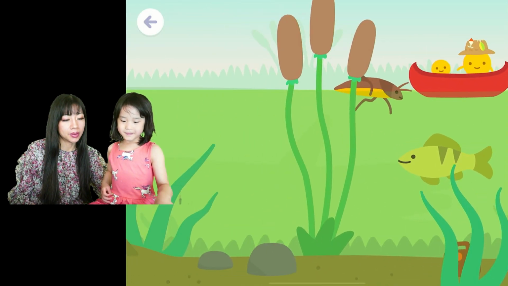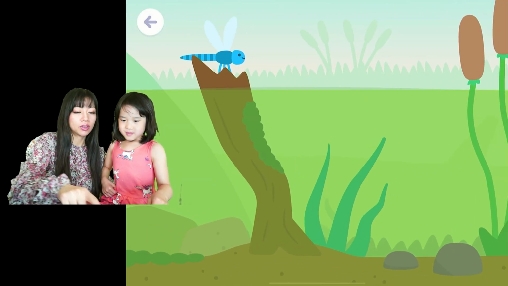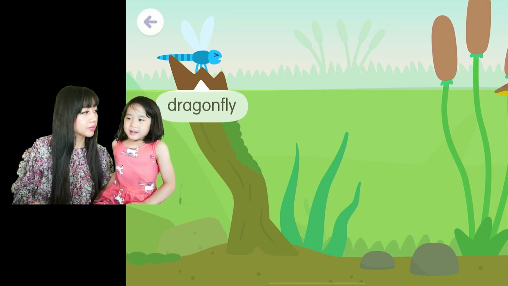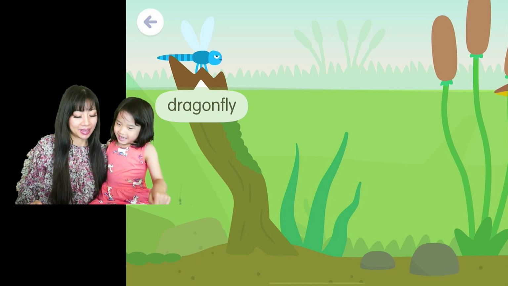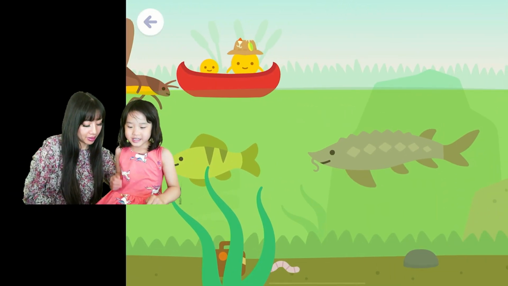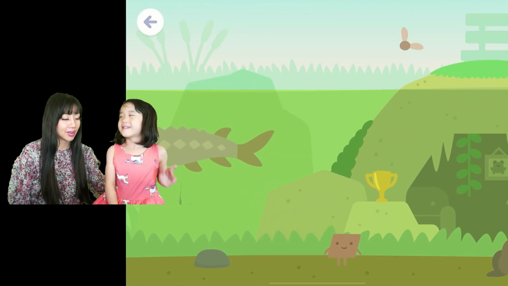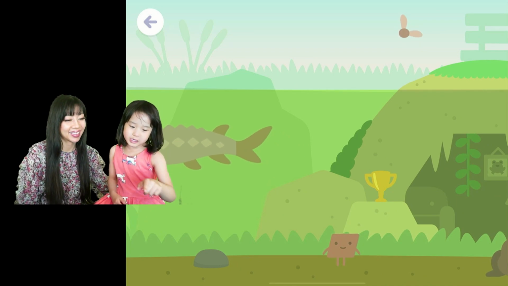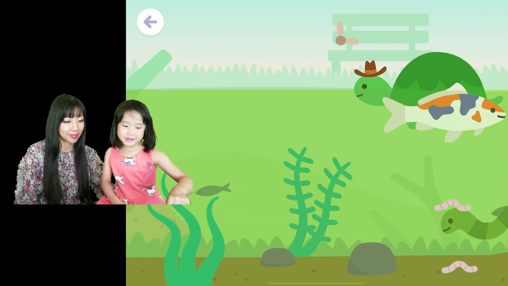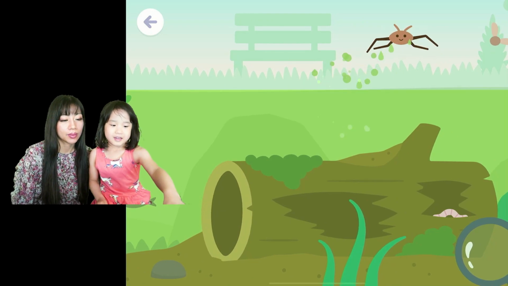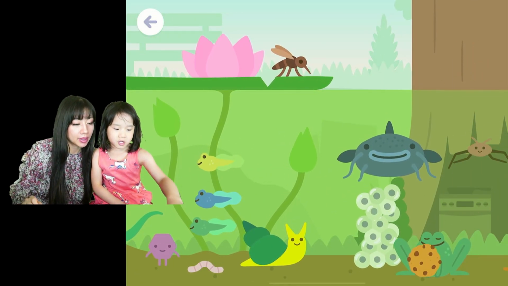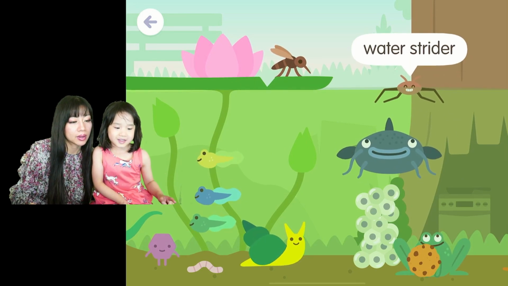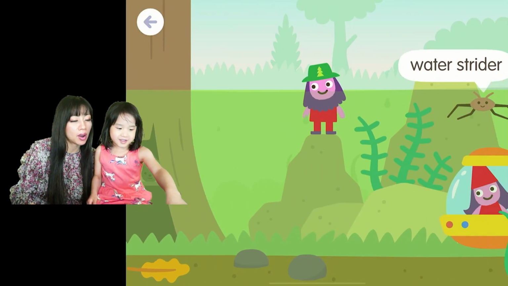That's a nice world. Did you know this was called Dragonfly? What? Did you know this was called Dragonfly? I was trying to say it. You mean you moved my hand past it? Oh, okay. I was trying to say it. What is that called again? Spider. No, it's not a spider. Water strider. Oh, water strider.